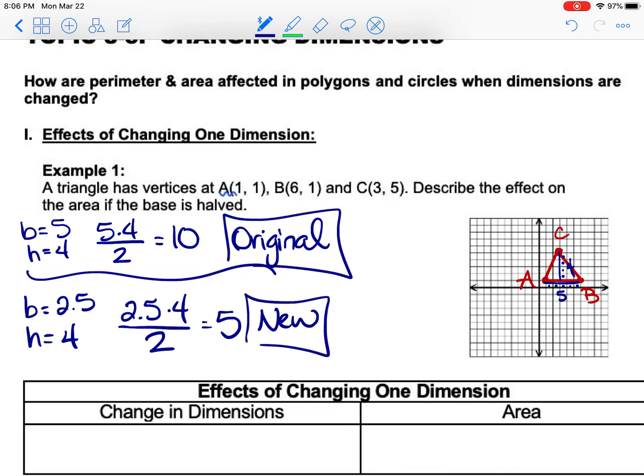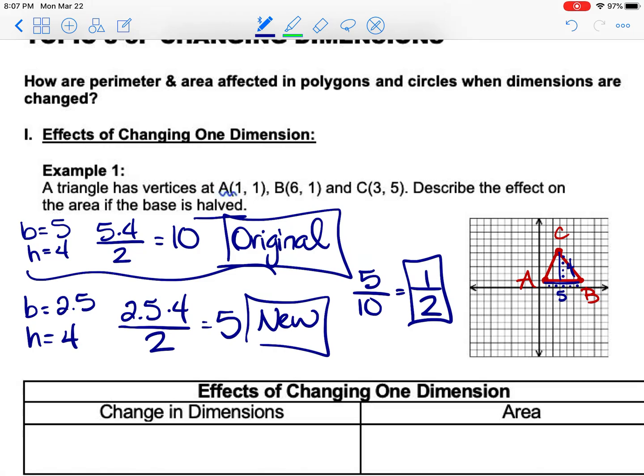So here's our new, here's our original. If we take our original and divide it by the new one, nope, we've got to flip it around. Sorry about that. Take your new over the original and simplify. Look what happened. The base was halved and so was the area. So we only changed one thing, okay?